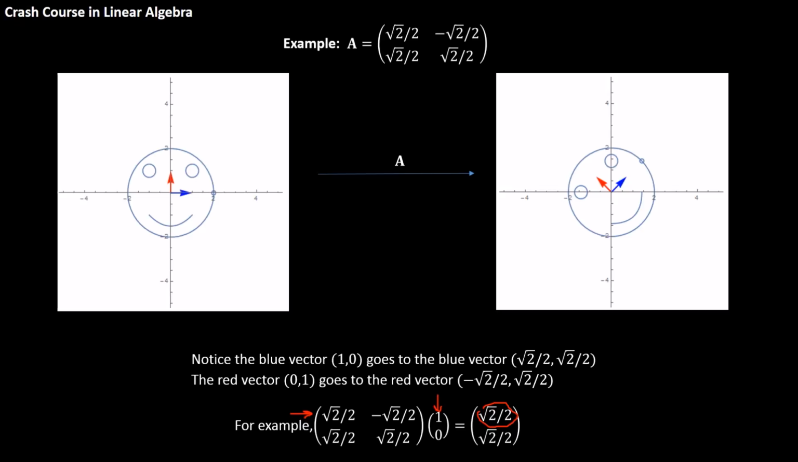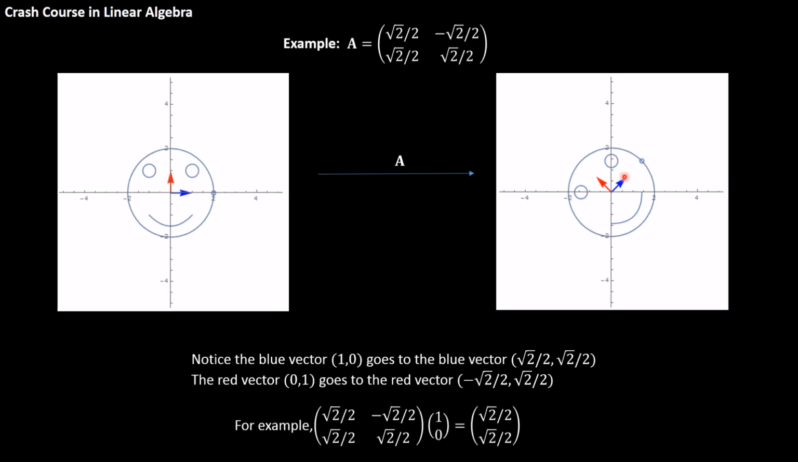Whereas if we do the second row of the matrix, then you get the second component, which turns out is also root 2 over 2 plus 0 times root 2 over 2, so just root 2 over 2. So as you can see, doing this procedure shows that the blue vector, which was 1, 0, when you multiply it by the matrix, ends up at the location root 2 over 2, root 2 over 2.